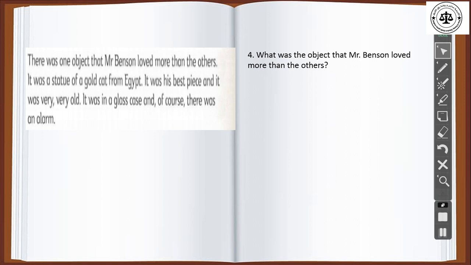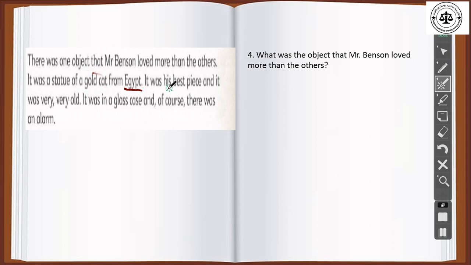Okay. There was one object, شيء, that Mr. Benson loved more than the others. Who can tell me what was the object that Mr. Benson loved more than the others? Yes, it was a statue of a gold cat. A statue. What does a statue mean? تمثال of a gold cat. تمثال اللي هو gold cat. Which means القط الذهبي. From where this gold cat? Yes, from Egypt.